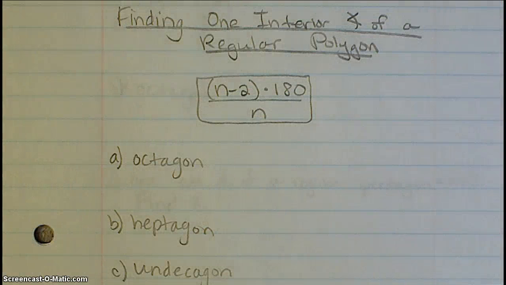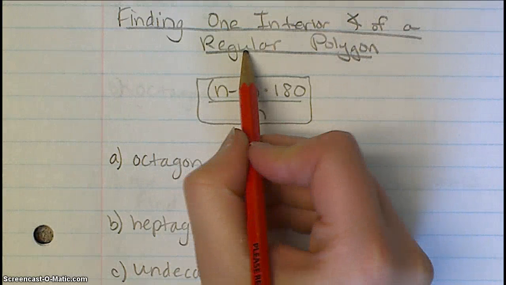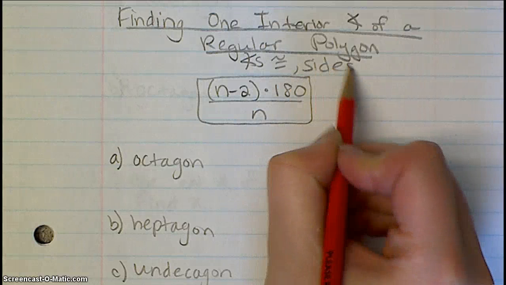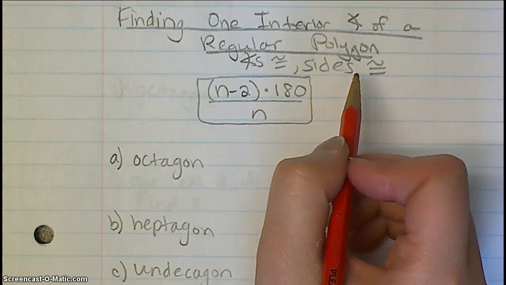Okay. So we just learned how to find the total interior angles for any polygon. Now what if we have a regular polygon? There's two things that are important for a regular polygon. The angles are congruent and the sides are congruent. So those are the two ways that you can identify a regular polygon.